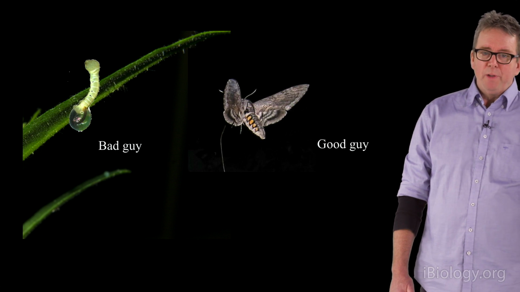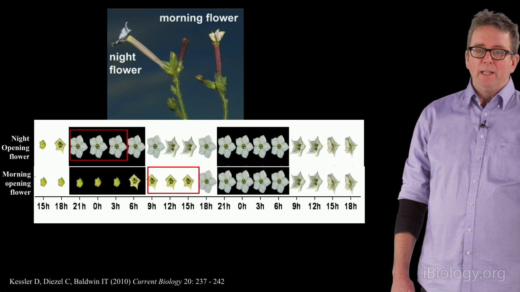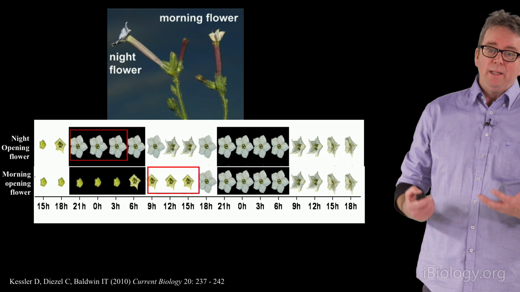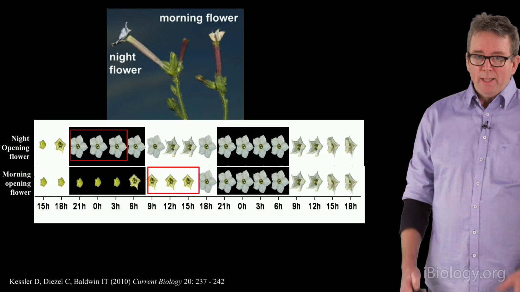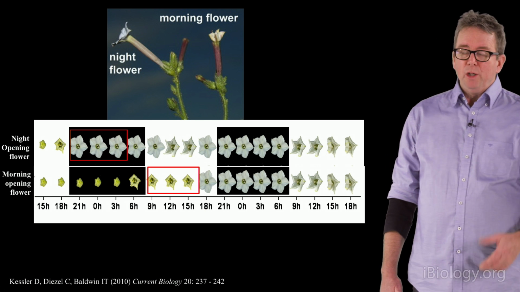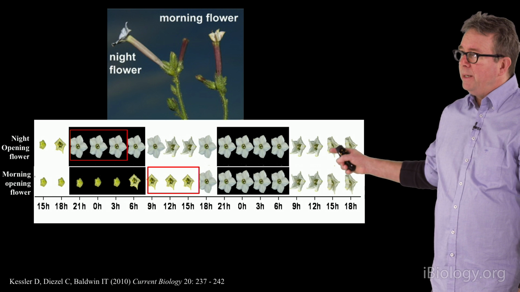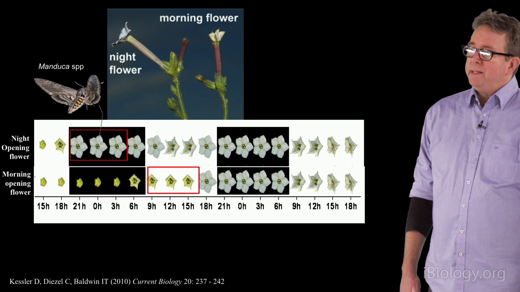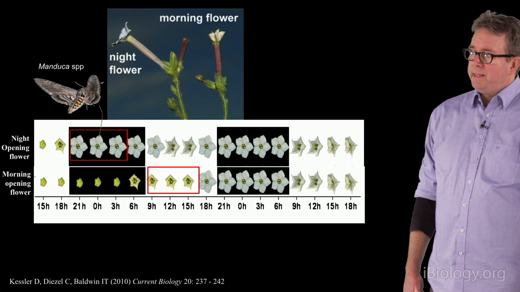And the plant has come up with the solution of solving this particular dilemma of having a good guy and a bad guy in the same genome by switching the type of flowers that it produces. So normally it produces these night open flowers that you can see here, and these are pollinated by the moth. They open up at night and scent at night and attract the moth at night times.